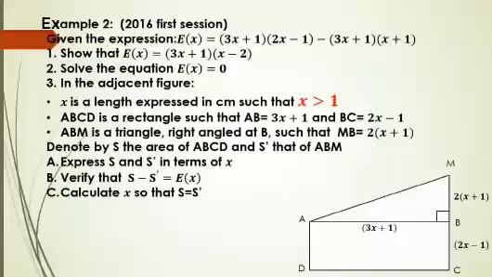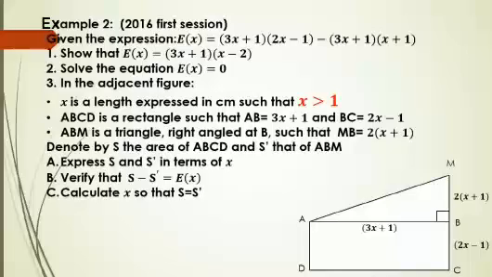Another example, this example is from 2016 first session. We have an expression e of x. It is equal to 3x plus 1 into 2x minus 1 minus 3x plus 1 into x plus 1. First, show that e of x is equal to 3x plus 1 into x minus 2. He asked to find e of x in the factorized form. Part 2, solve the equation e of x equal to 0.